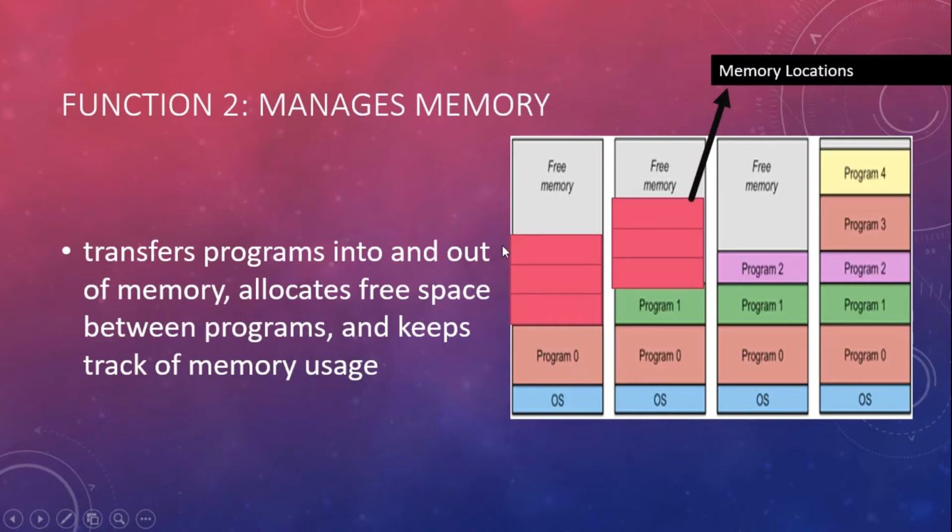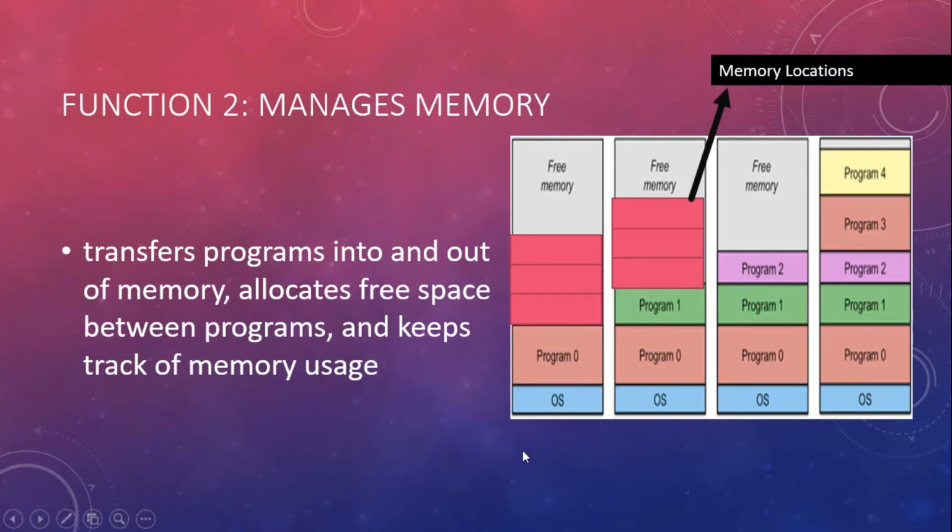The second function is management of memory. As you can see, the main memory in a given computer system is the random access memory, or the RAM. Now, RAM is divided into several memory locations that you can see here. At any particular time, memory will be loaded and unloaded. That is, when I say unloaded, they will be freed from the memory.